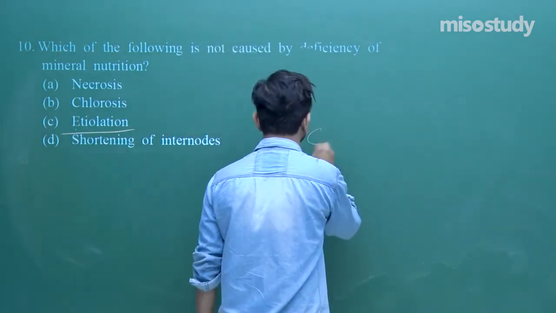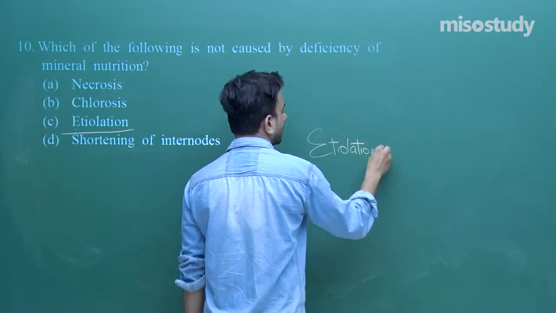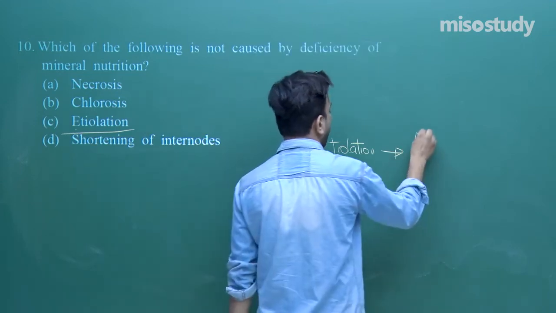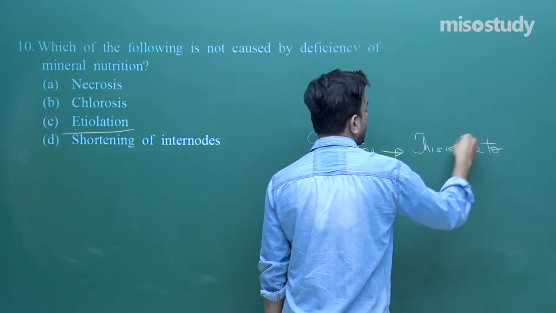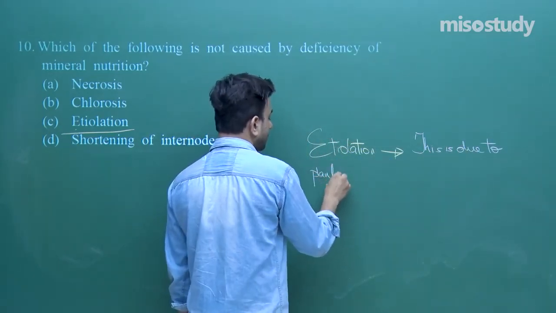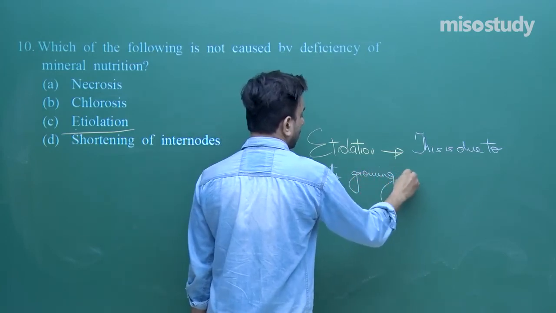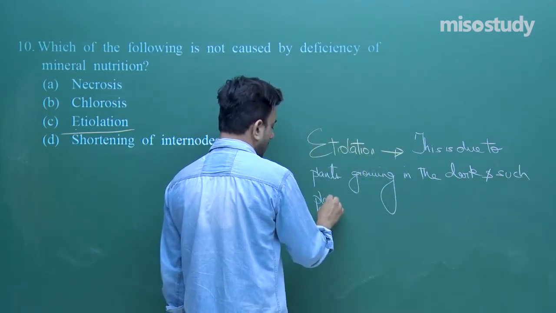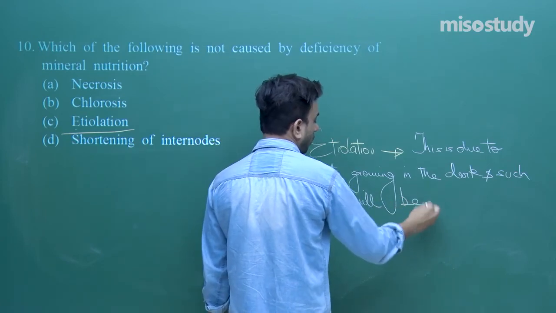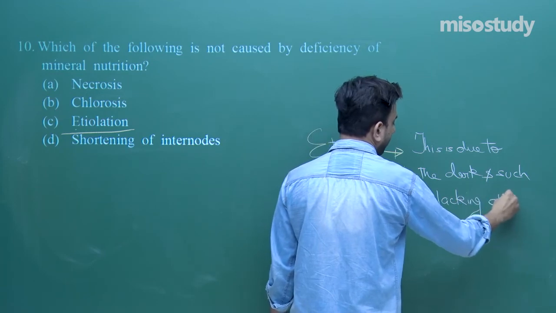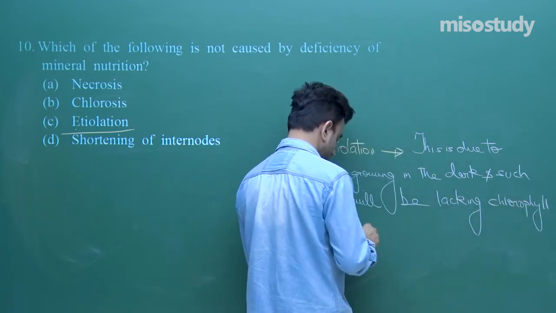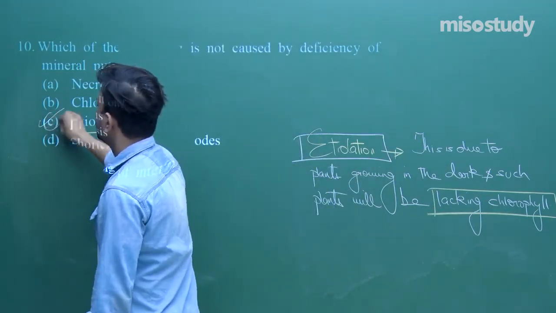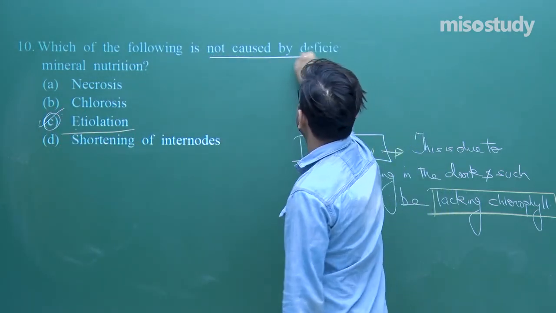Now, etiolation is due to the plant growing in the dark, and such plants would be lacking chlorophyll. So the correct answer for this will be etiolation, which is not caused by the deficiency of mineral nutrition.